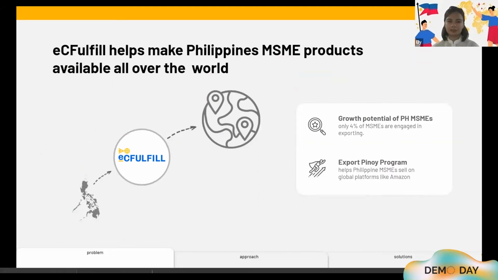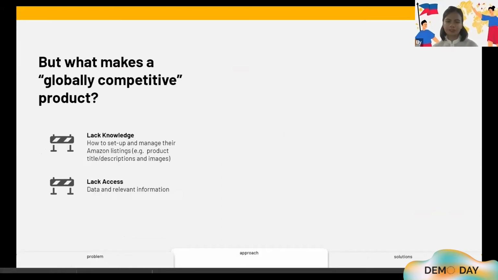They saw the growth potential of small and medium businesses as only 4% of these companies are exporting. Through their Expert Pinoy program, they envision making our local companies into global e-businesses by helping them sell on international platforms like Amazon. However, how will they survive and thrive in this global setting?